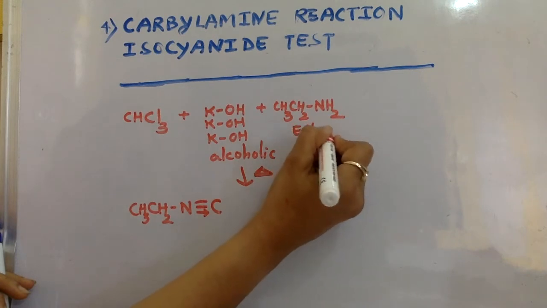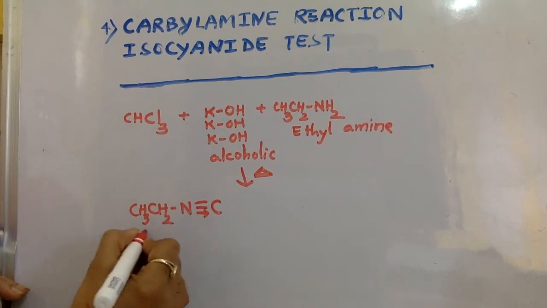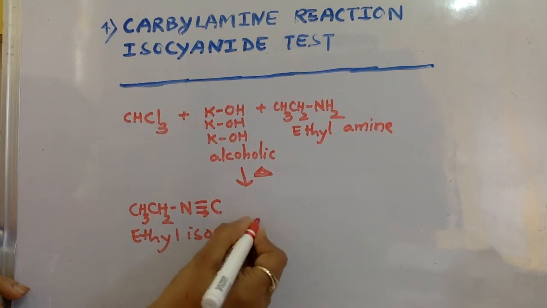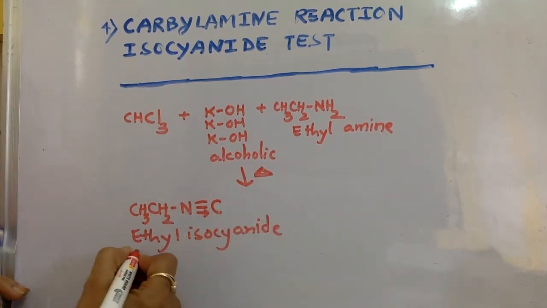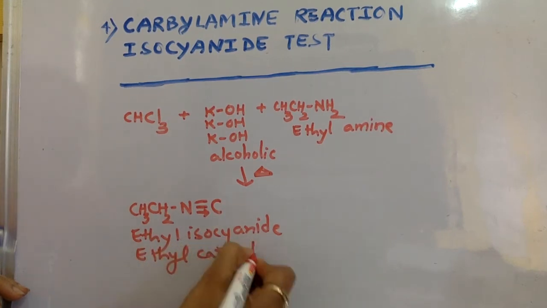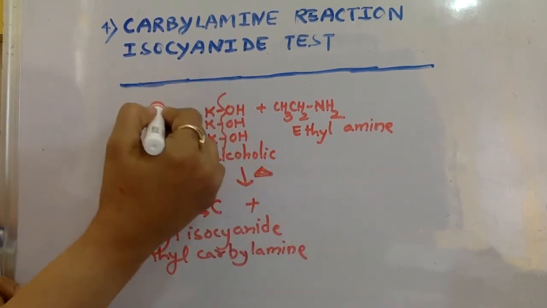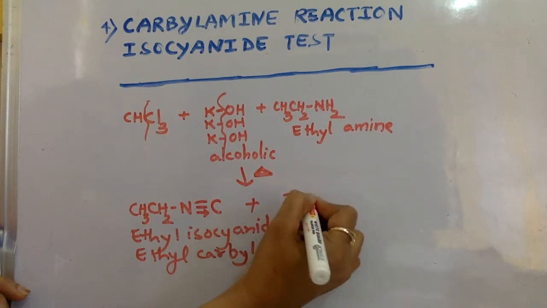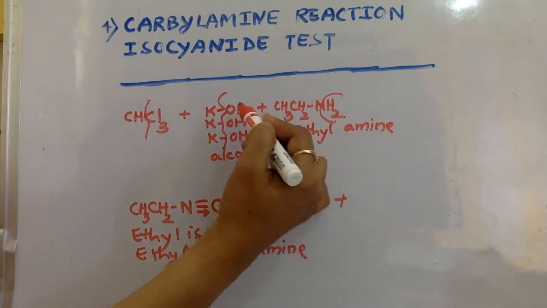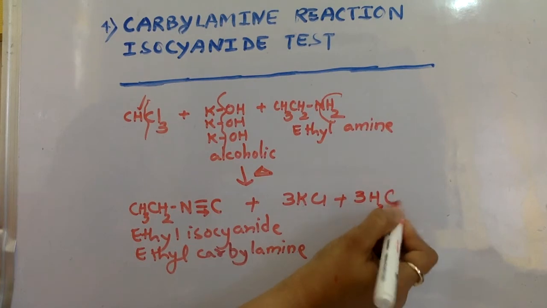So this is ethylamine, and we are getting the product which is ethyl isocyanide, or children, it is also called ethyl carbylamine. I'm just writing that also, it will be of great help to you. This is also called ethyl carbylamine. And you can understand the byproducts. This will break here. This 3 chlorine will go with K. You get 3 KCl, and you took these 2 H and then these H and this 1 H. So 3 molecules of water.